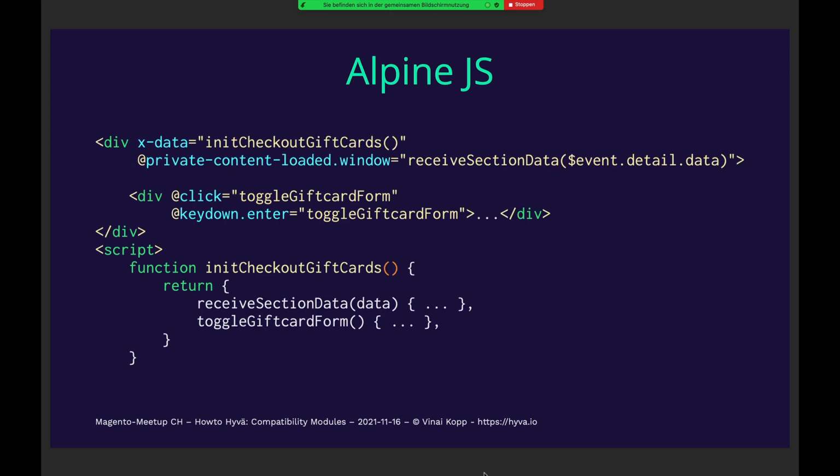The alternative, if I usually have a lot of interaction with some DOM nodes somewhere, that would be a prime candidate for Alpine Js. Now, Alpine Js is a super simple, lightweight JavaScript library.